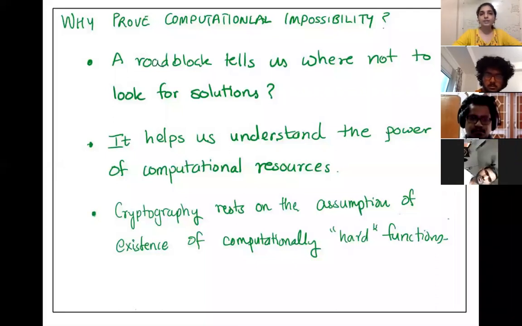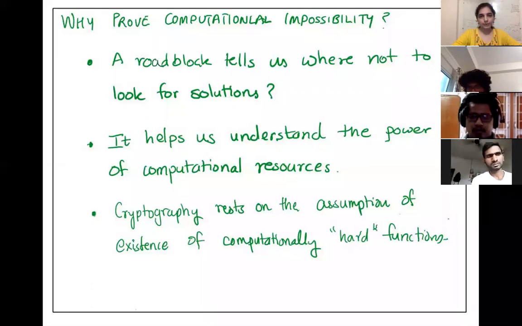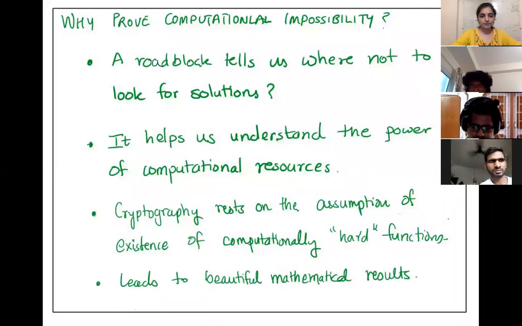So assuming that we are able to prove that there exist these really hard to compute functions, under this assumption, we are able to do public key cryptography, for instance, and so on. Okay? So that is another very concrete reason why one would want to prove impossibility results.